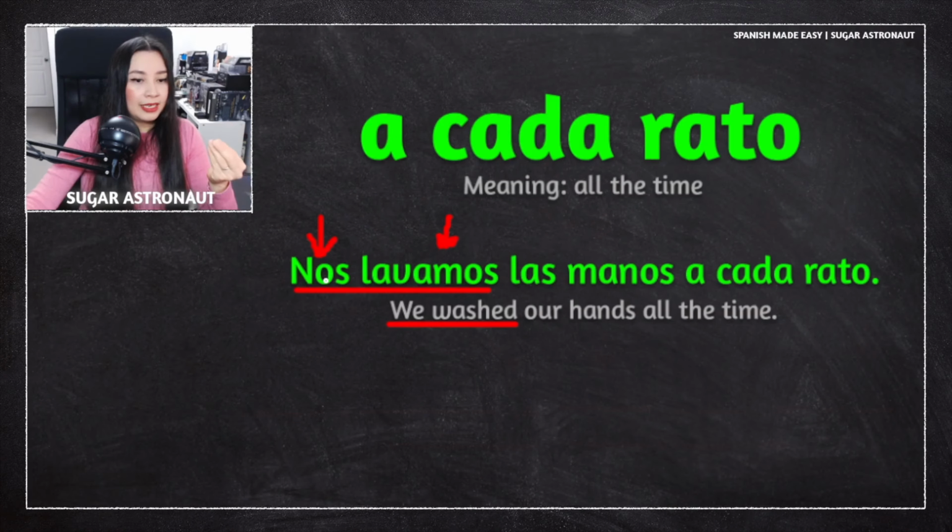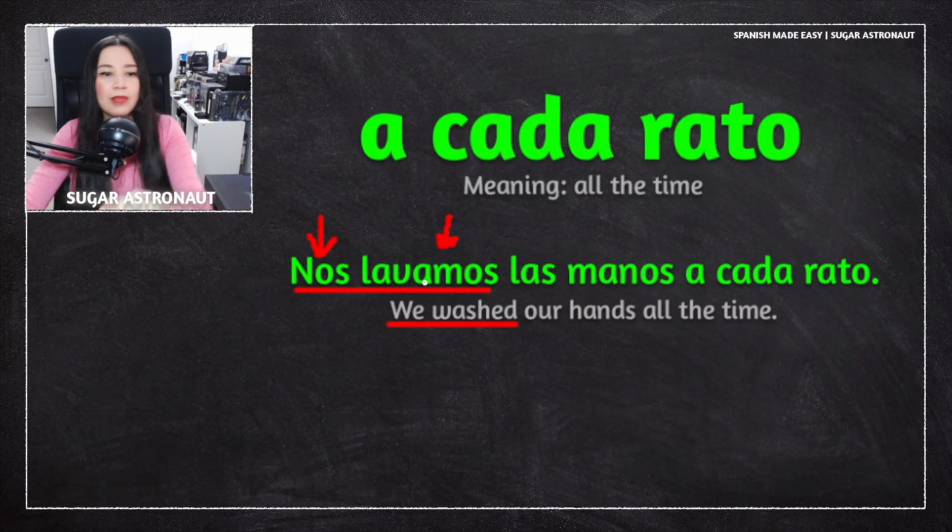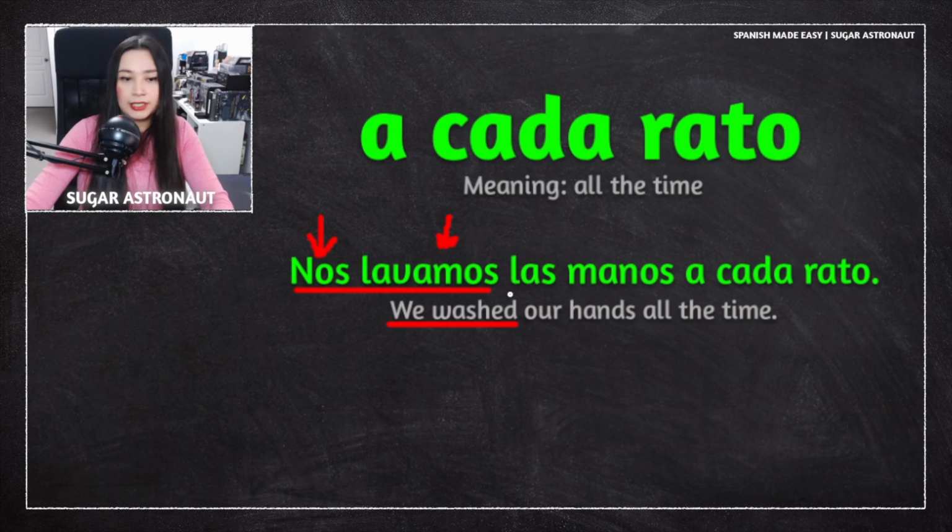But keep in mind that you need the reflexive pronouns. Nos, that's the reflexive pronoun, and it means we washed ourselves. But that's a Spanish thing, reflexive verbs and pronouns. So just keep that in mind. If you don't know much about it, please just browse my channel. I have lessons about reflexive pronouns, and we can talk about it in the future too. Nos lavamos means we washed.